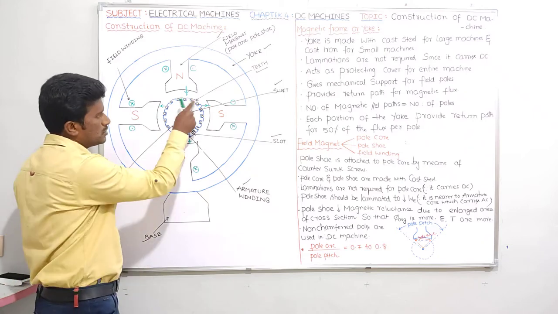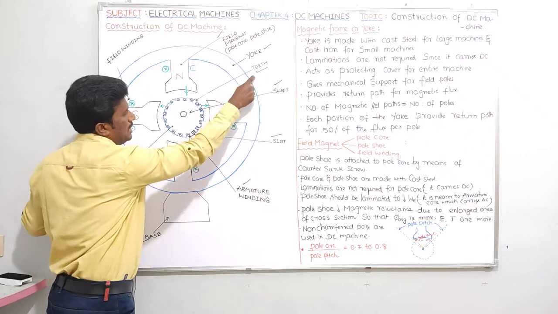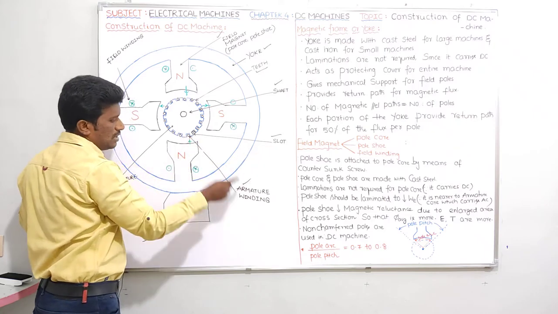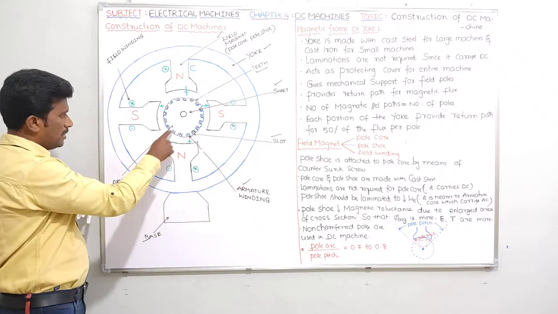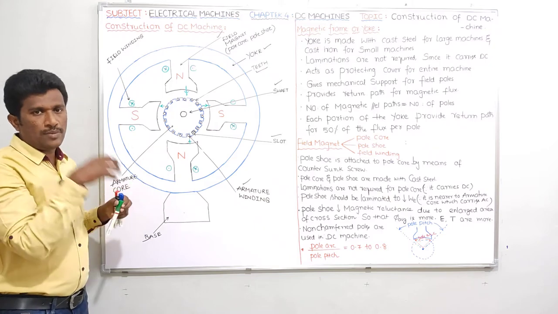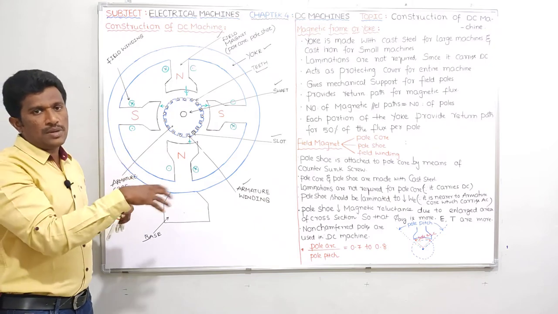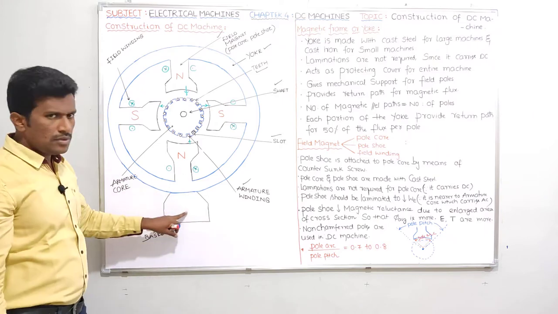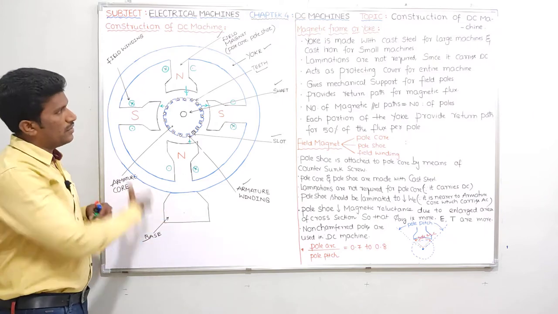In this slot portion, if you see, the outward portion can be taken as teeth and the inward portion as a slot. In this slot, we are placing the armature winding, and here is the armature core. In that armature core we provide some slots, and in those slots we place the armature winding. This is the base, which provides mechanical support for the entire machine.